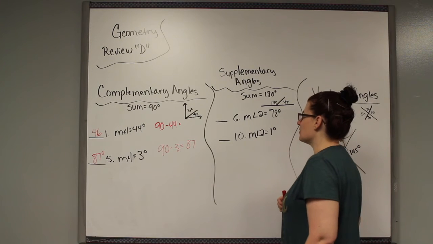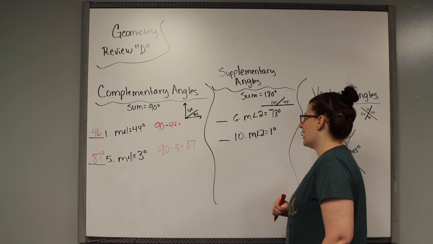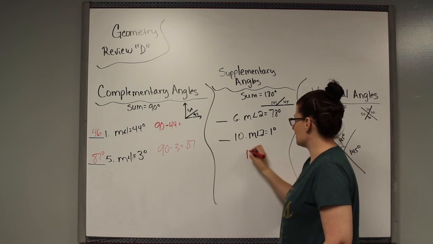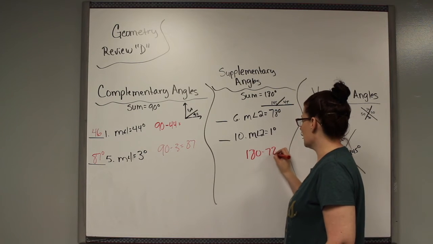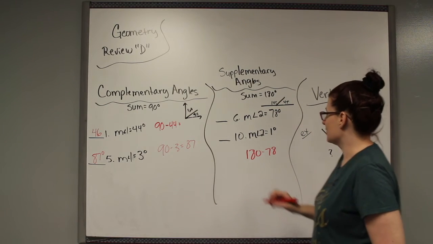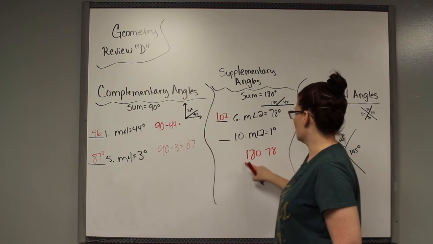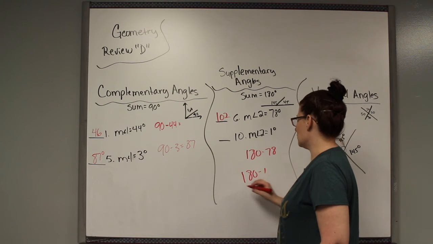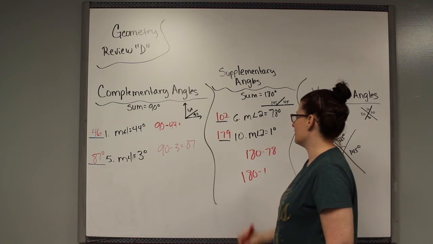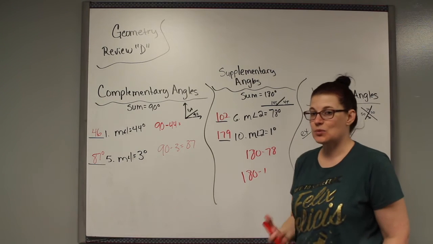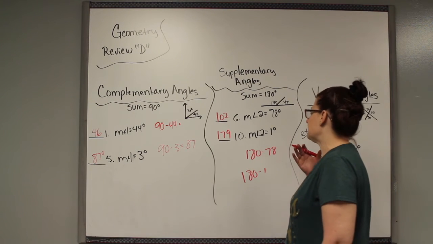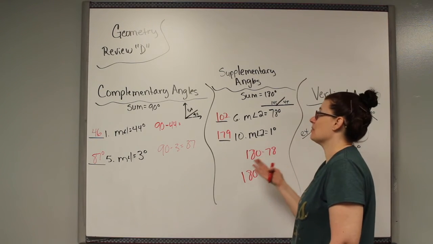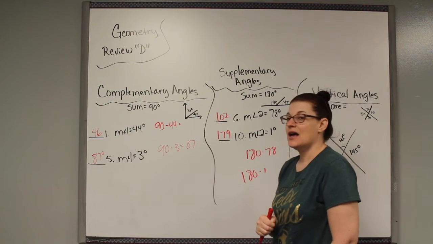This time they're giving you angle 2, and you have to find angle 1. Instead of subtracting from 90, you're going to subtract from 180. So the first one should be 102. 180 minus 70, and then this one would be 180 minus 1, so this one should be 179. It's as simple as that. If they say something is complementary, they add to 90. If they say something is supplementary, they add to 180.